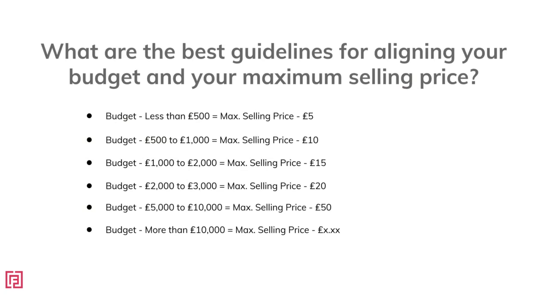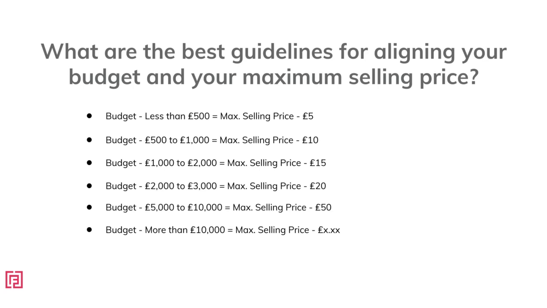Number 1. Consider products that sell for a maximum of £5 on Amazon if your budget is less than £500. Number 2. The maximum price on Amazon should be £10 if your budget is between £500 and £1,000. Number 3. The maximum price on Amazon should be £15 if your budget is between £1,000 and £2,000. Number 4. The maximum price on Amazon should be £20 if your budget is between £2,000 and £3,000.